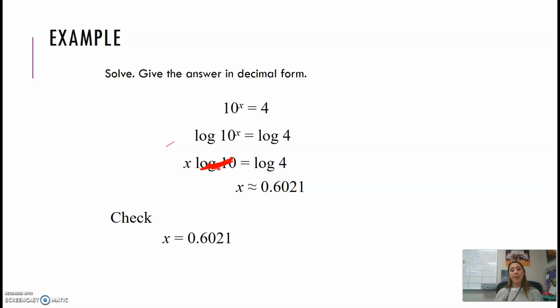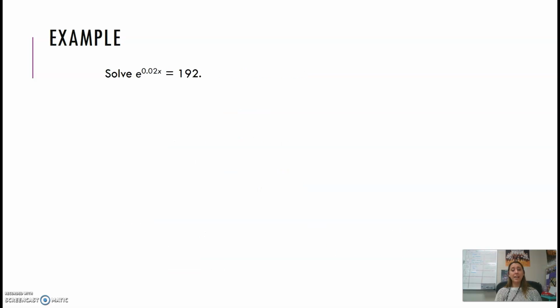Well, let's check that. That's what x equals. We take it, and we do get a number pretty close to 4. It's approximately 4, like 3.99 something. I'd have to plug it in to look for sure. So that is our solution.